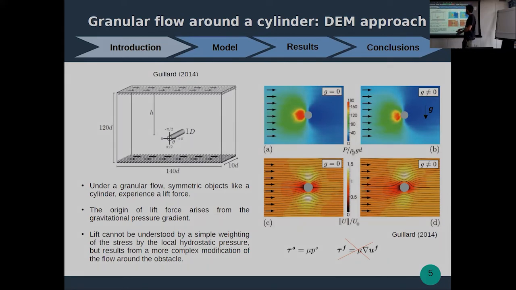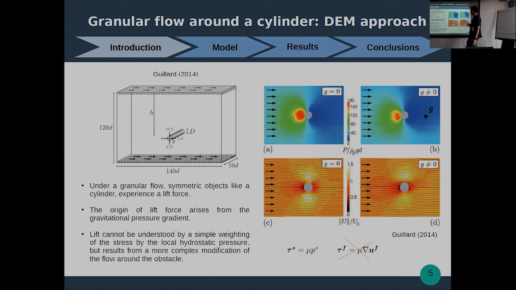As a first step, they turn off gravity, and what they observe is that that's the direction of the flow. There's a high pressure area upstream and low pressure area downstream. Nothing surprising here. That's the origin of the drag force. And you can see that with respect to the horizontal, the field is completely symmetrical.